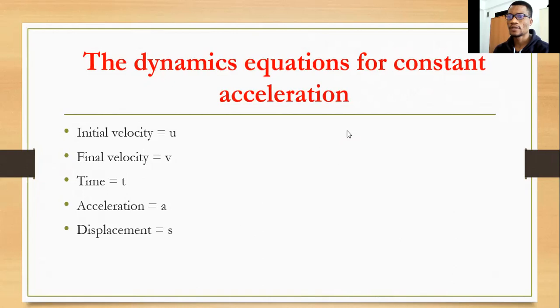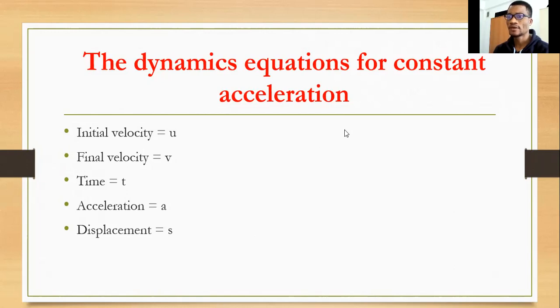Let's begin with the letters or symbols that you are going to be seeing in these equations. The letters include U, which stands for initial velocity, that is the beginning velocity of an object, the initial velocity. If you're a physics student, you will understand that every object in motion has its initial velocity.